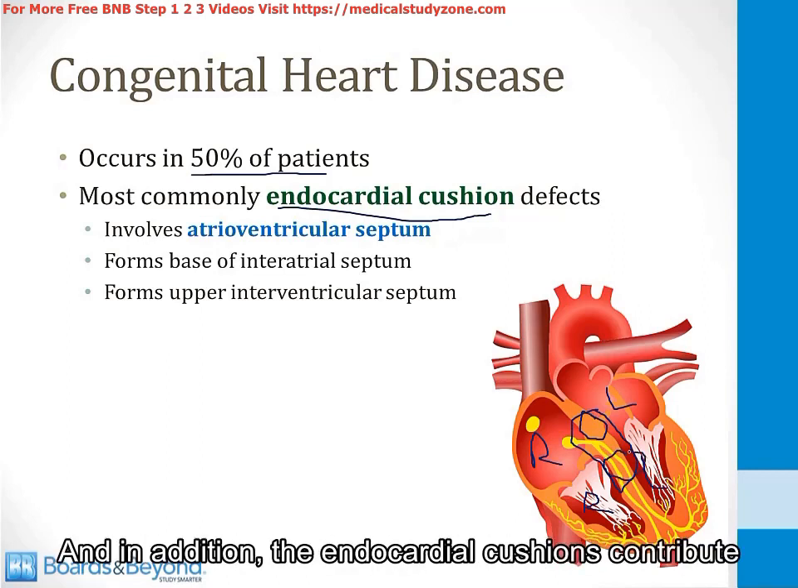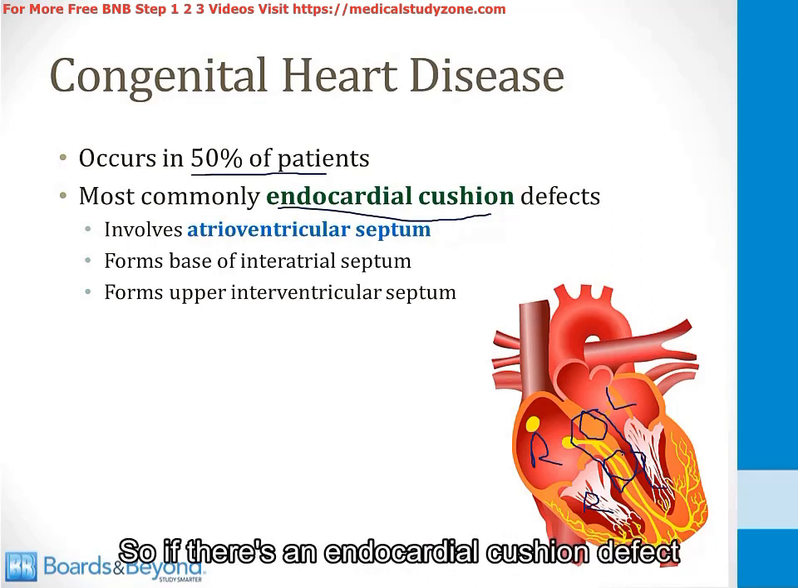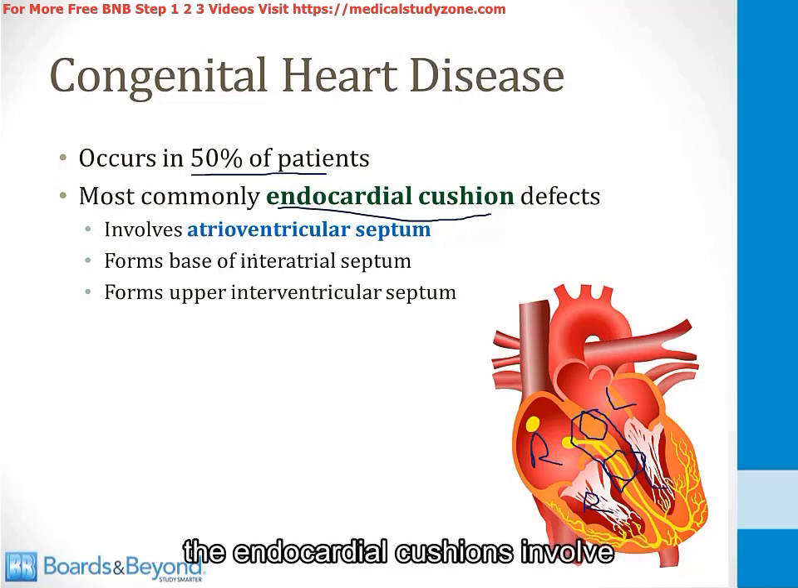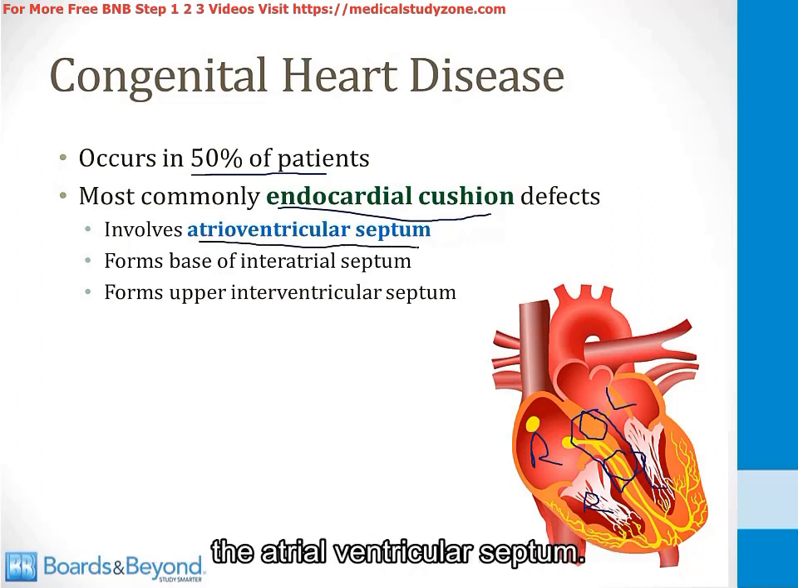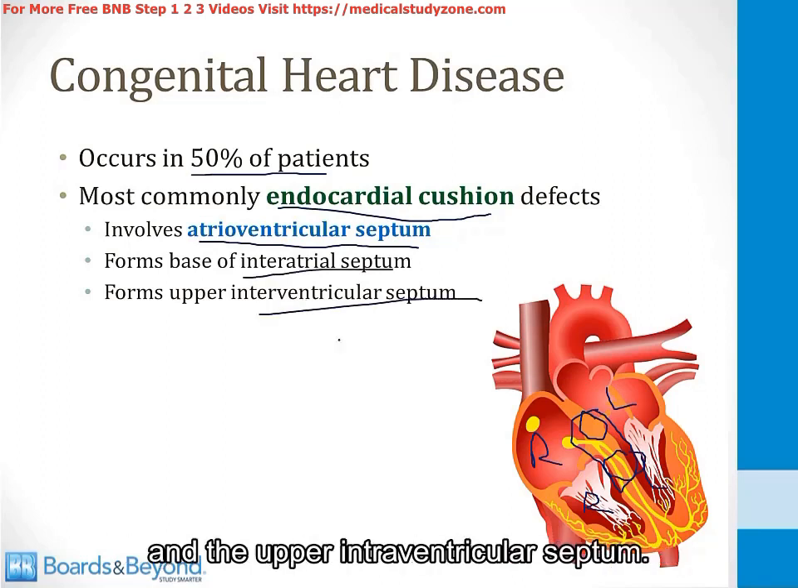And in addition, the endocardial cushions contribute to the formation of the mitral valve. So if there's an endocardial cushion defect, you can potentially develop mitral regurgitation. And I've summarized that here. The endocardial cushions involve the atrioventricular septum. They form the base of the interatrial septum and the upper interventricular septum.